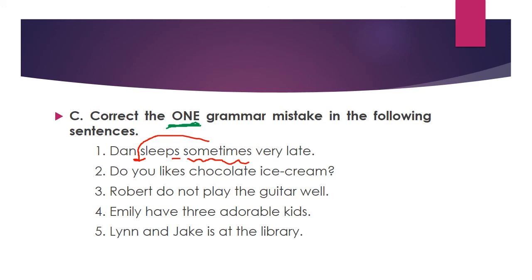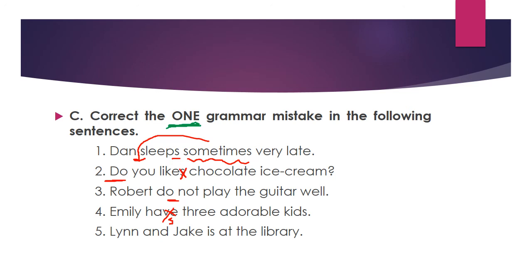Number 2. Do you like chocolate? We can't write it here. The do, okay, you, do took the verb and you doesn't take S anyway. Do you like chocolate? Ice cream? 3. Robert do not play the guitar. Robert, he. I, you, we, they do. He, she, it does. Robert does not play the guitar. Number 4. Emily have 3 adorable kids. Emily, I, you, we, they have. He, she, it has. Emily has 3 adorable kids.